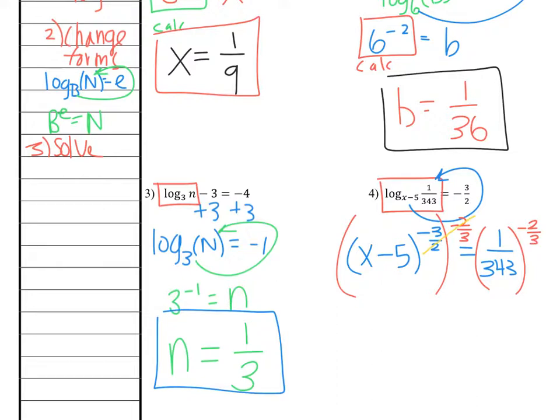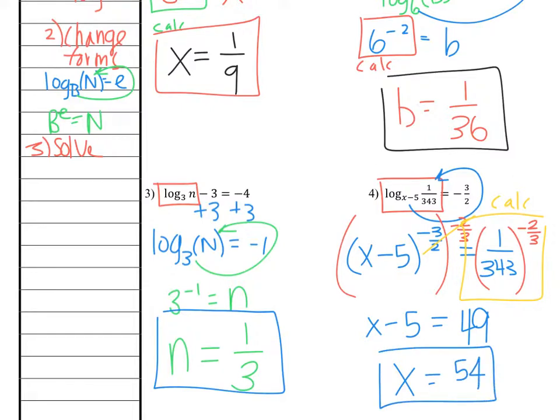So these ones cancel. That's beautiful because that gives us x minus 5. On the right side, we're going to type this into our calculator. I probably wouldn't suggest trying to do that in your head. It's just going to be easier on your calculator. 1 over 343 raised to the 2/3 gives you 49, and from here you can just solve by adding 5. And we're done. Flip it over so we can see a couple more examples.